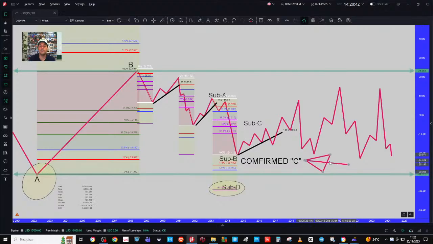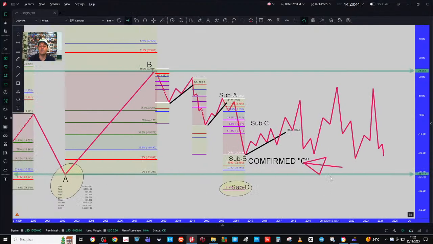The confirmed C, if you buy original Fibonacci's with the confirmed C, this means that the market is going to go up and is not going to turn back again.